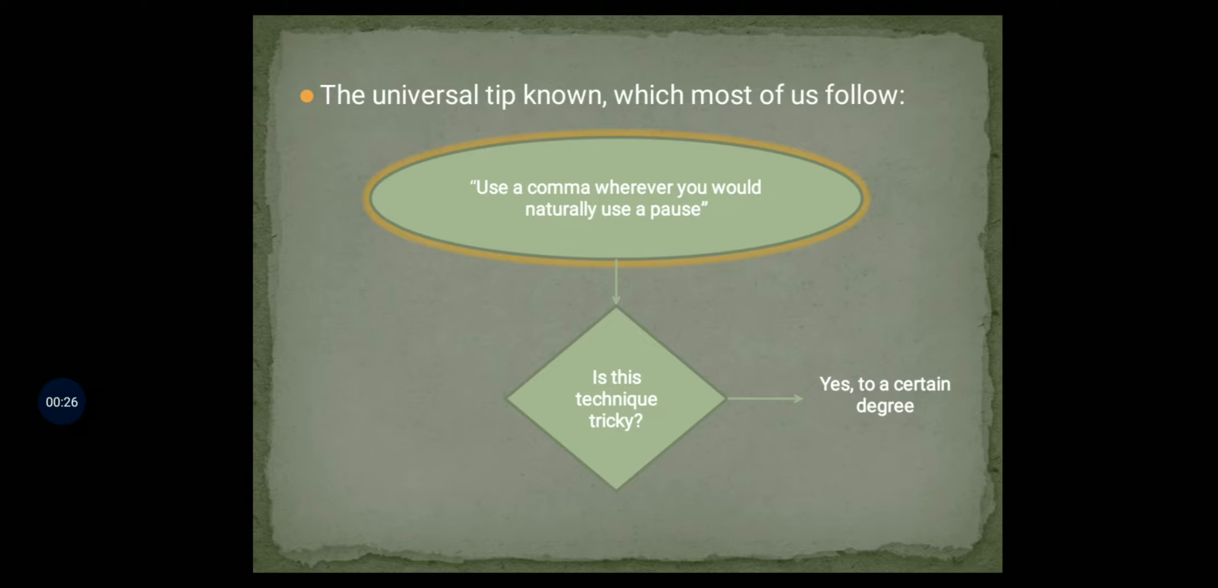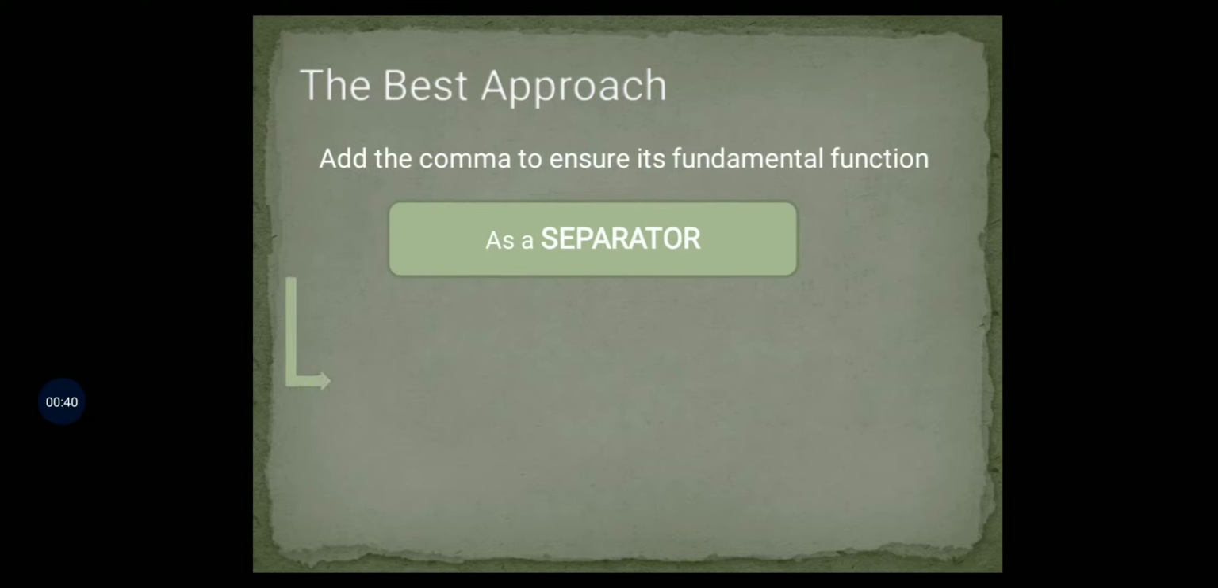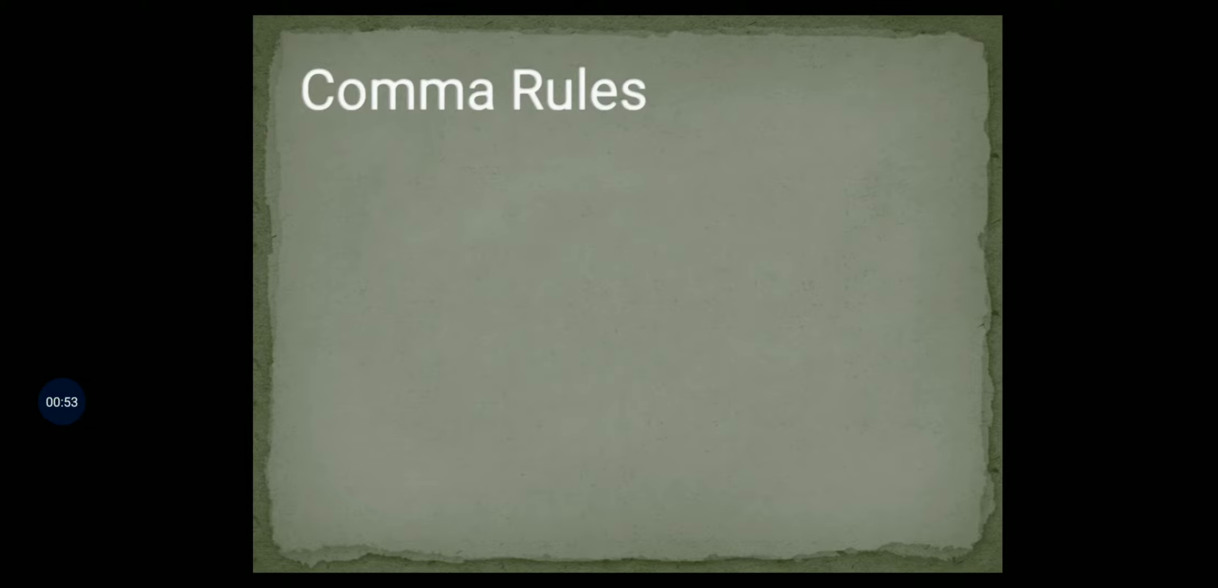So the ideal approach to decide whether the content that you have written requires the insertion of a comma is to ensure that you use the comma for its fundamental function, that is, as a separator. But the question that arises is how do you come to a conclusion as to where a separation is required or where the insertion of a comma is required. So this is where we come across comma rules. There are certain rules following which you can decide whether a particular sentence would require a comma or not. So we'll look at those rules first and then discuss them individually.